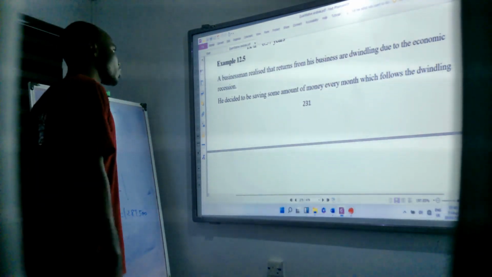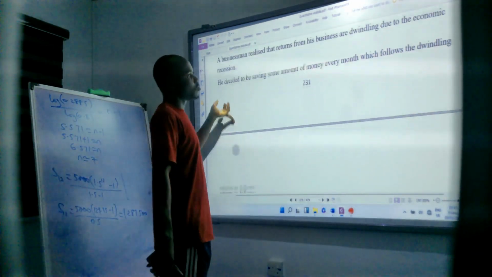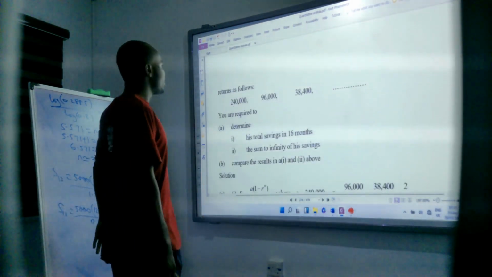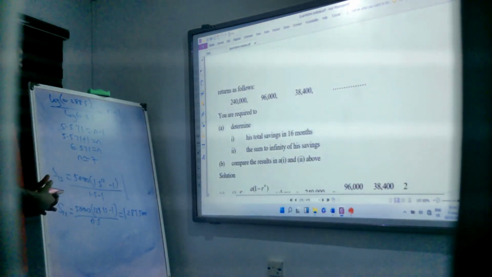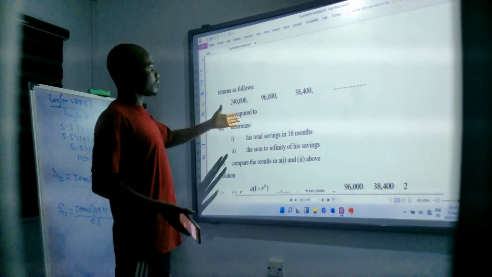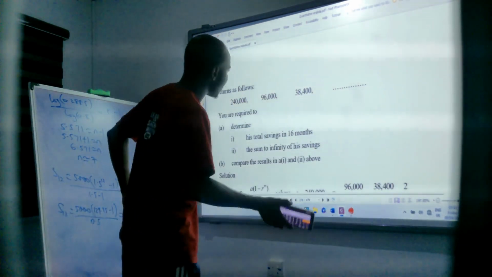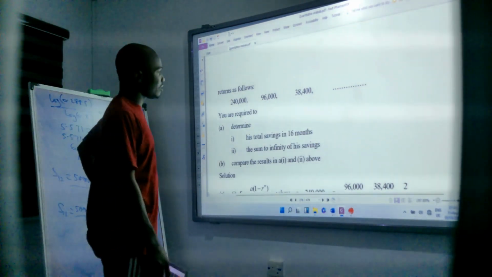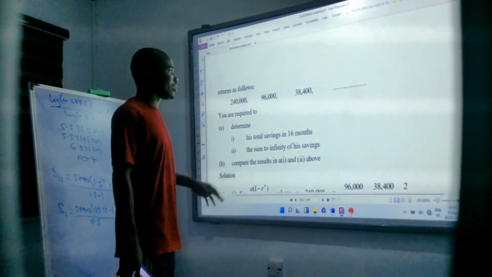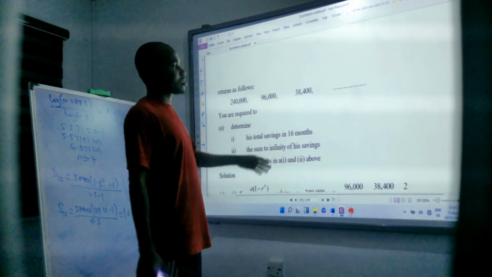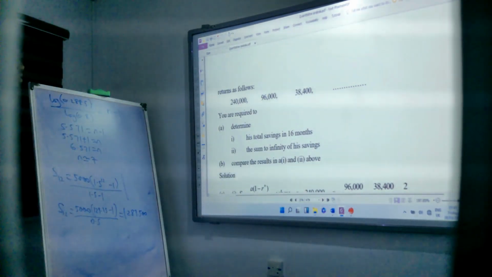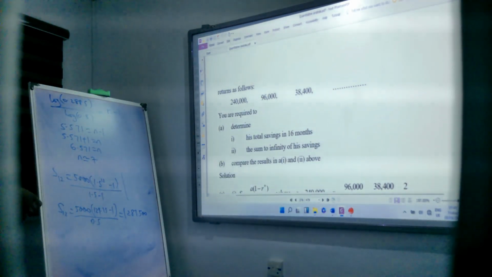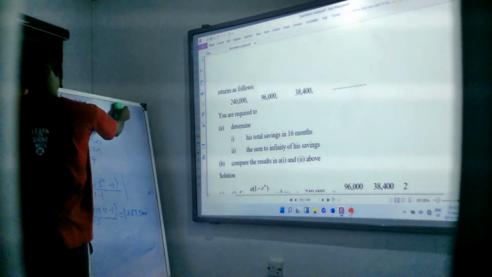So a businessman realized that the returns from his business are reducing, that is losing, due to economic inflation. He decided to be saving some amount of money every month, which follows the dividend returns as follows. The first one is 240,000, 96,000, 38,400. Is that AP or GP? I think 96,000 minus 240,000 can never be the same as 38,400 minus 96,000.